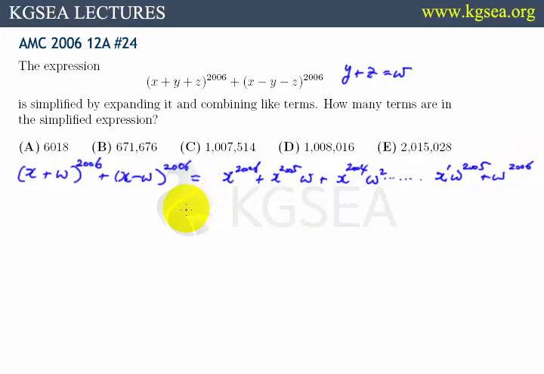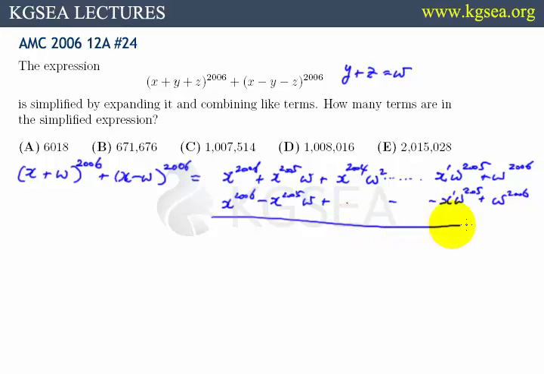Now I'm going to write the second guy here. The second guy would be x to the 2006 minus x to the 2005 W plus and so on, and here would be minus x to the 1, W to the 2005 plus W to the 2006. I ignored the coefficients, but they are the same numbers that I do not know. Oh, I know this one is 2006. After that, I don't know, but they are the same numbers.